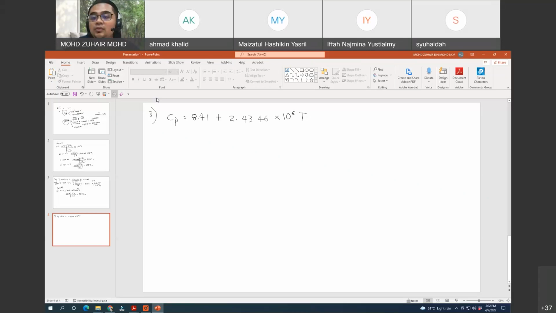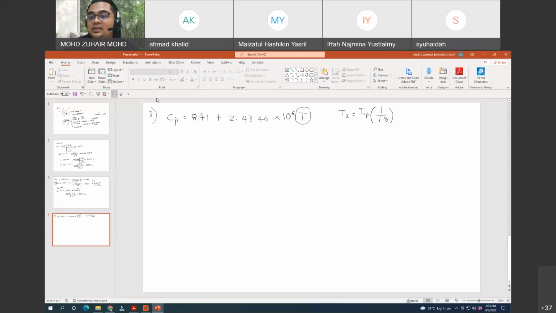Okay, so what we need to do is to change this T. This T is already in Kelvin, so we want to change it to Rankine. So what we need to do is to see how to change it to Rankine. For Kelvin to Rankine, what we need to do is to just divide it by 1.8 only.